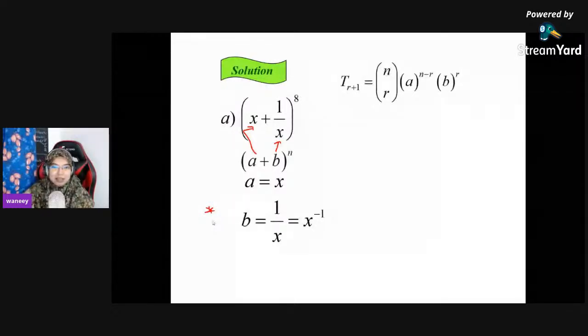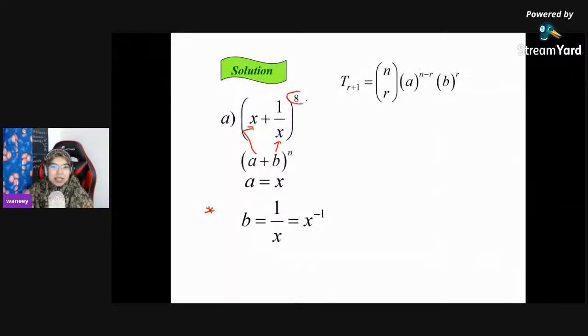How about the n? So you can actually see the n is the power. So n is actually equal to 8 as well. Oh, Fatah dah bagi jawapan. Betul Fatah? Boleh buat macam ni.